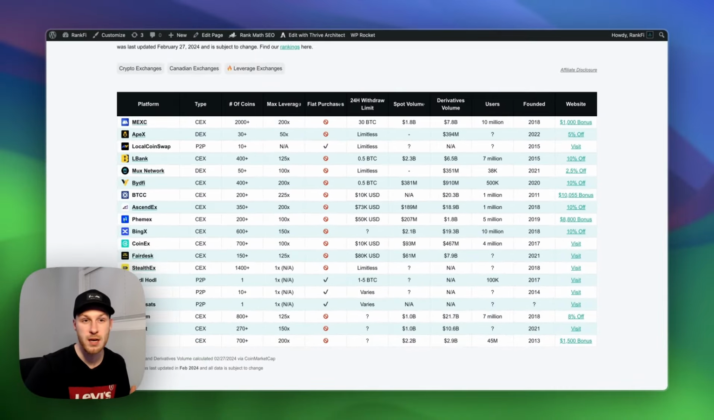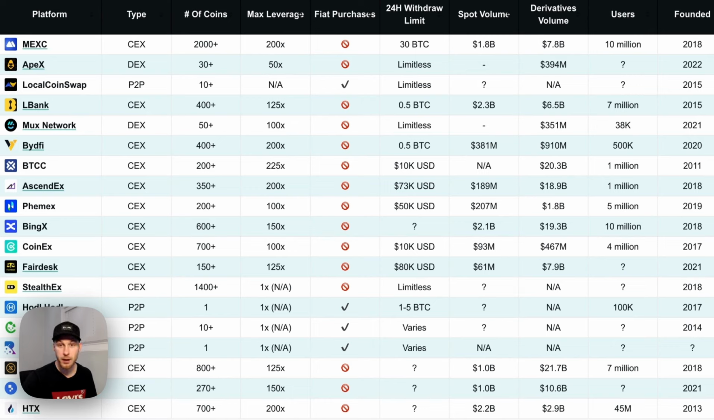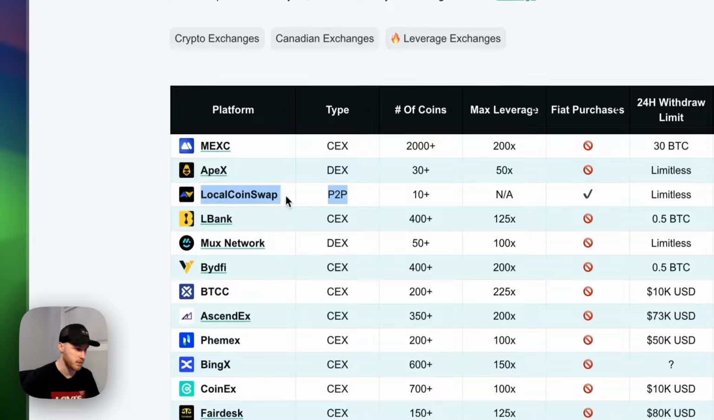Now, what are the downsides? Here are five things you should keep in mind. Number one, these platforms might not be regulated in your region, so you should definitely do your own research on their security. Number two, the platforms I listed won't let you buy crypto using fiat. You can only deposit crypto and make crypto to crypto trades. Now, you can check out the peer-to-peer exchanges on this list if you want to buy crypto with fiat. For example, LocalCoinSwap is a popular option.